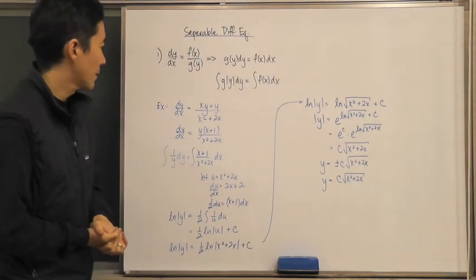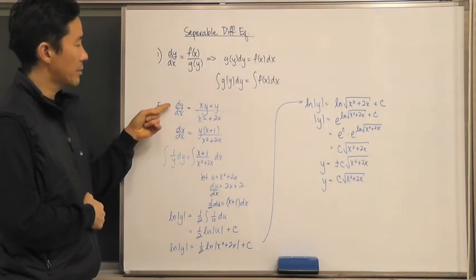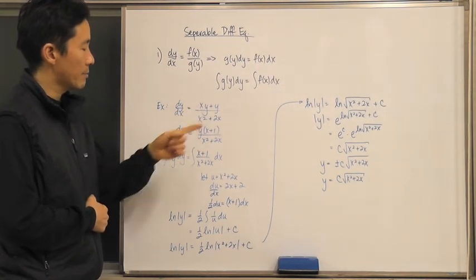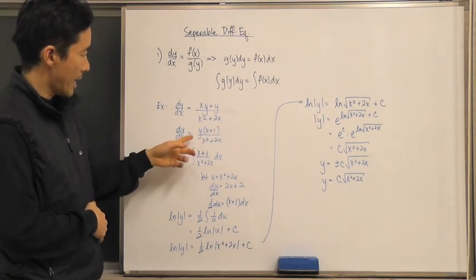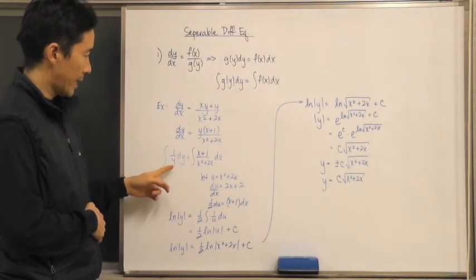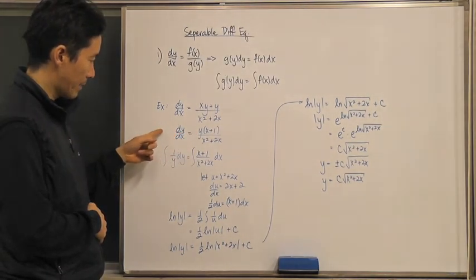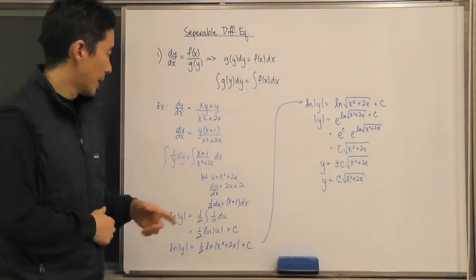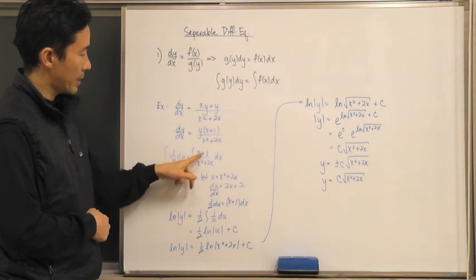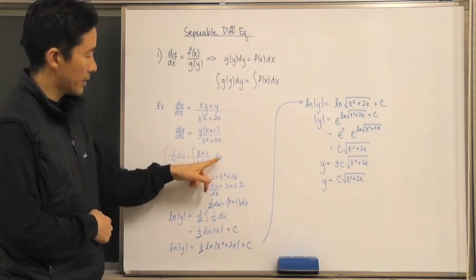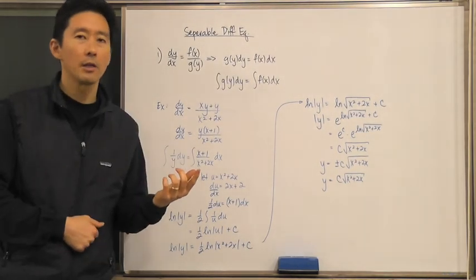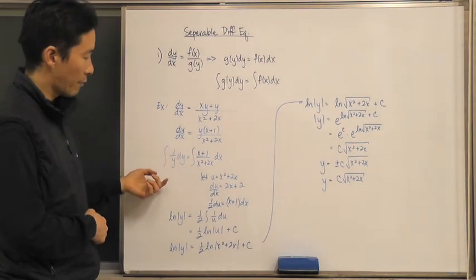So notice that, say for example, if I have this equation dy/dx is equal to xy plus y divided by x squared plus 2x. If I factor out the y, then I can divide both sides by y and multiply both sides by the differential dx. And what I come out with is something that looks like this: 1 over y dy is equal to x plus 1 over x squared plus 2x dx. Now, what comes into play are all of our integration techniques that we worked with before.